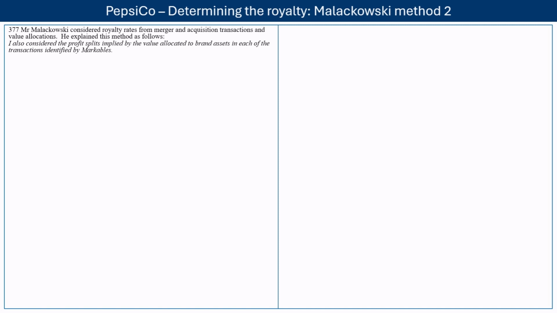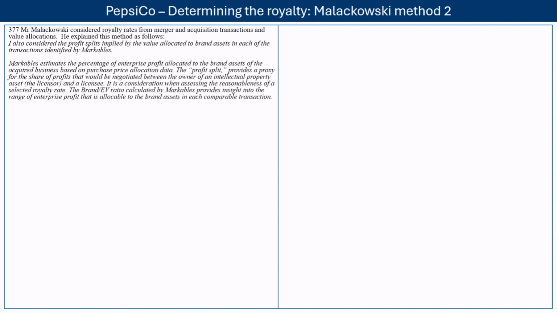And Malachowski says, I also consider the profit splits implied by the value allocated to brand assets in each of the transactions identified by Markables. And these were acquisition transactions, if I understand correctly. Markables estimate the percentage of enterprise profit allocated to the brand assets of the acquired business based on the purchase price allocation data. The profit split provides a proxy for the shares of profits that would be negotiated between the owner of an intellectual property, the assets, and the licensee. It is a consideration when assessing the reasonableness of a selected royalty rate.